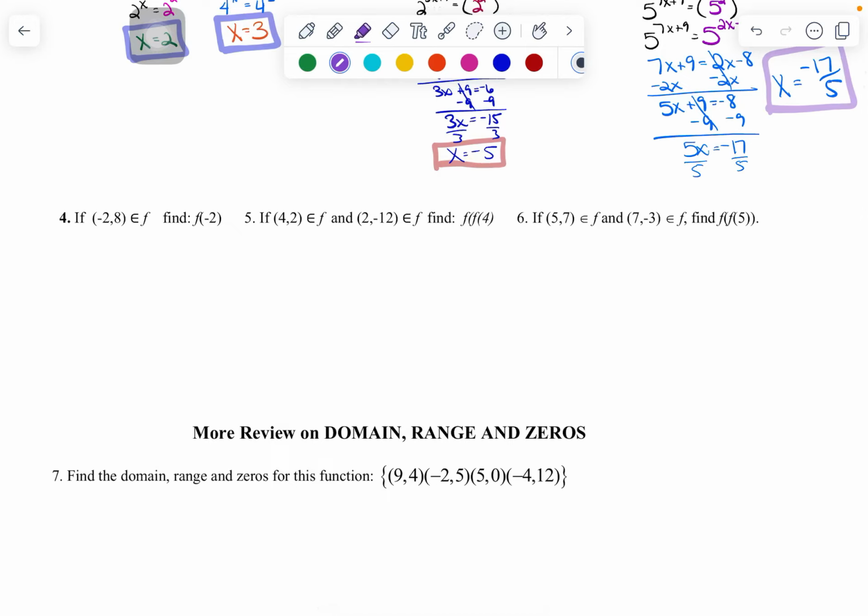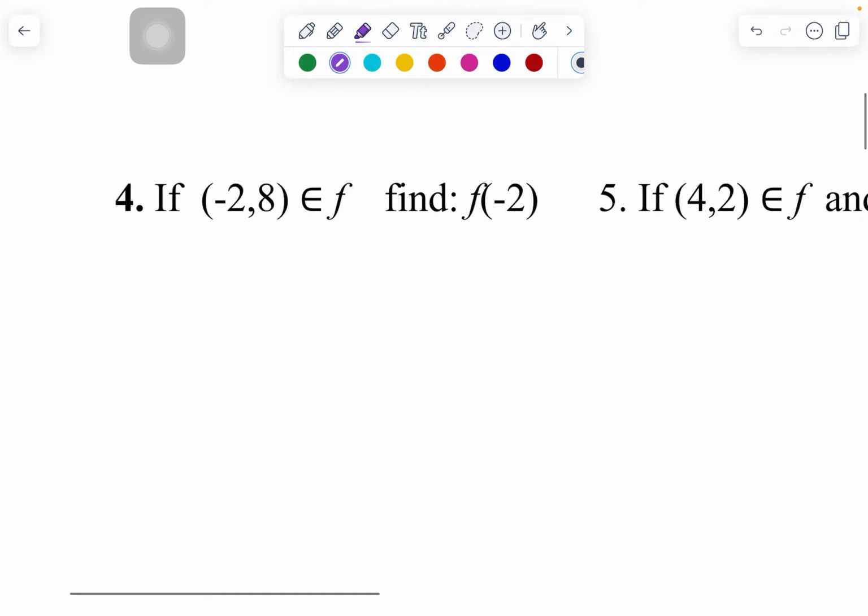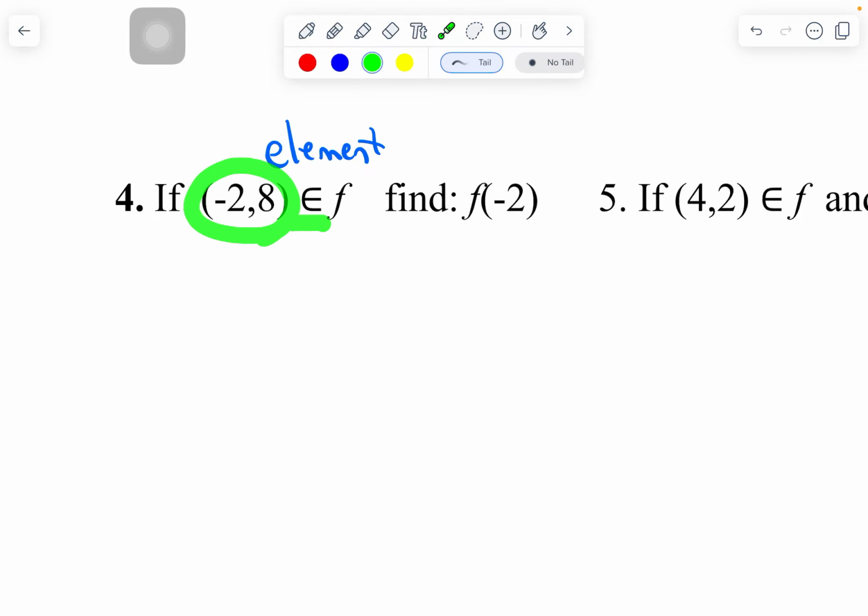So this is the second video for notes 72. We're going to look at questions 4, 5, and 6. All of these deal with this little symbol, this E symbol. And the way I always think about this is element. As in, this point is an element of this function. This point is part of this function, okay?